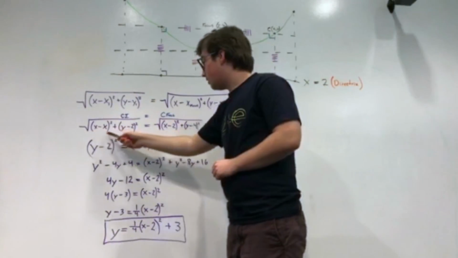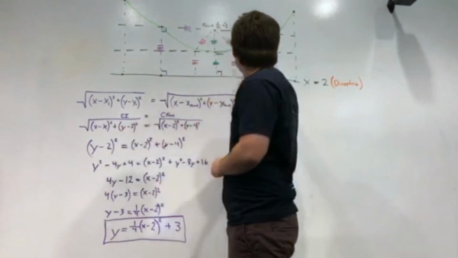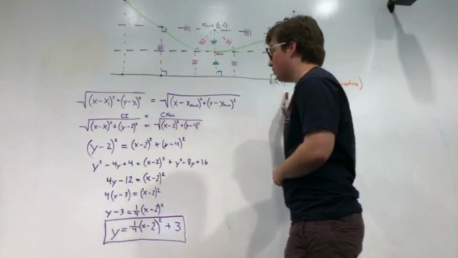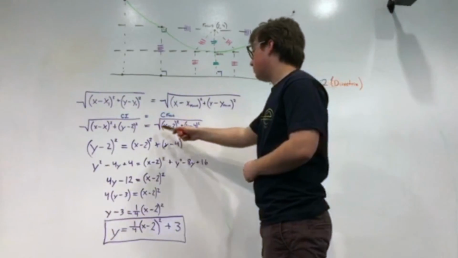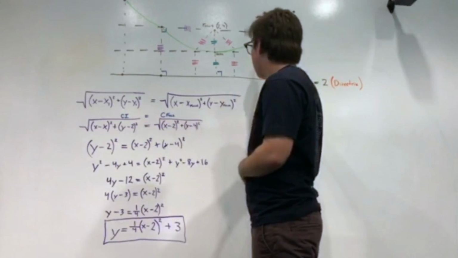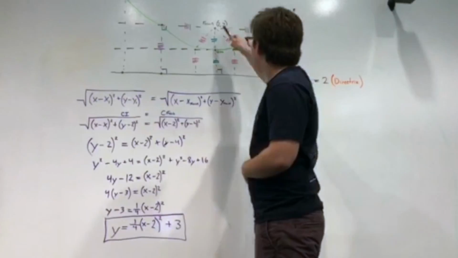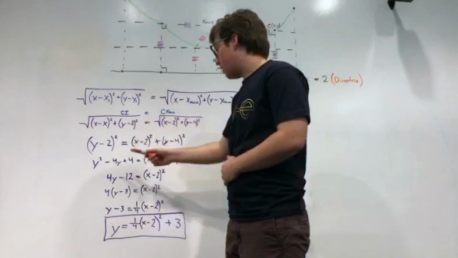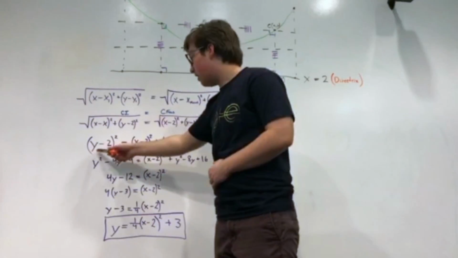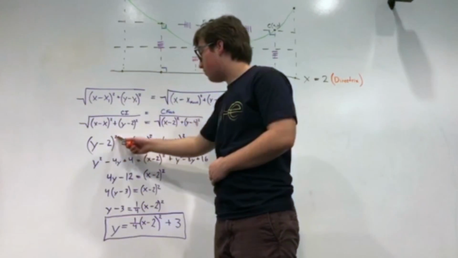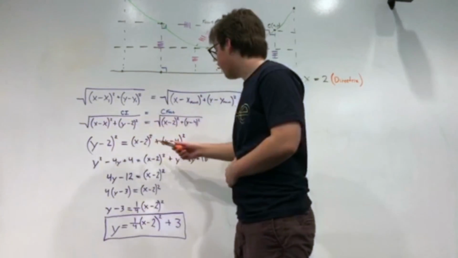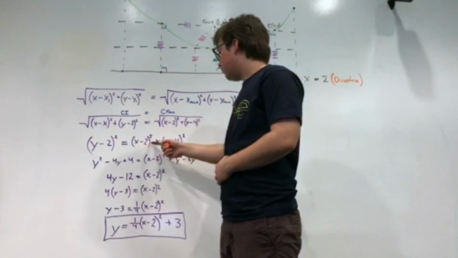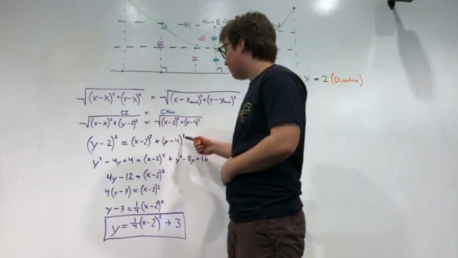So x, y minus x, 2 is equal to the square root of x, y minus 2, 4. If you square both sides, you are left with y minus 2 squared because the x's cancel out, and it equals x minus 2 squared plus y minus 4 squared.